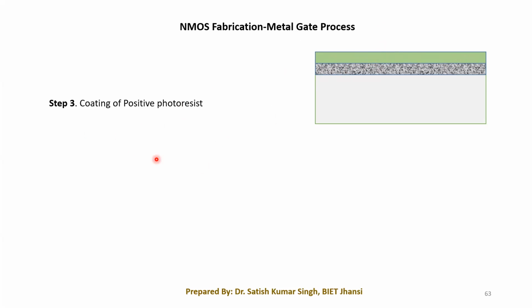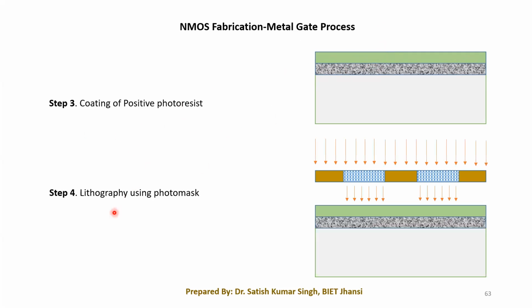Now we go to step number 4. We have to use lithography using a photomask. First of all, we need to place a photomask onto the top of the wafer. So what is this photomask? Try to understand. In this photomask we have certain openings. These are our windows. This is a cross sectional view, where we are seeing the wafer from the front side.